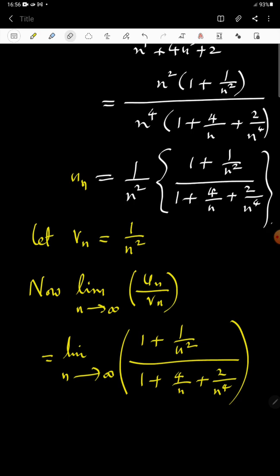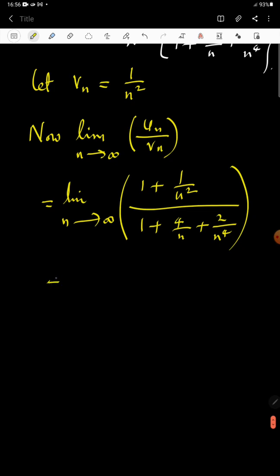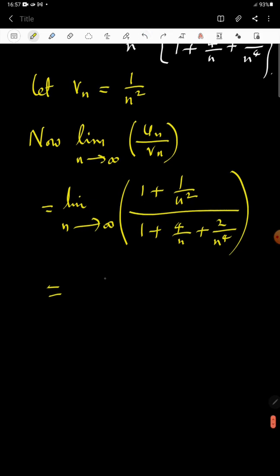Now that is equal to, if you separate the limit, then all that limit can be separated for the numerator and the denominator, and term wise separation is possible. So using that concept, term wise limit of the constant is that constant. So 1 plus 0 divided by 1 plus 4 times of 1 by n, that is 4 times of 0, that is 0, plus 0, that is equal to 1.